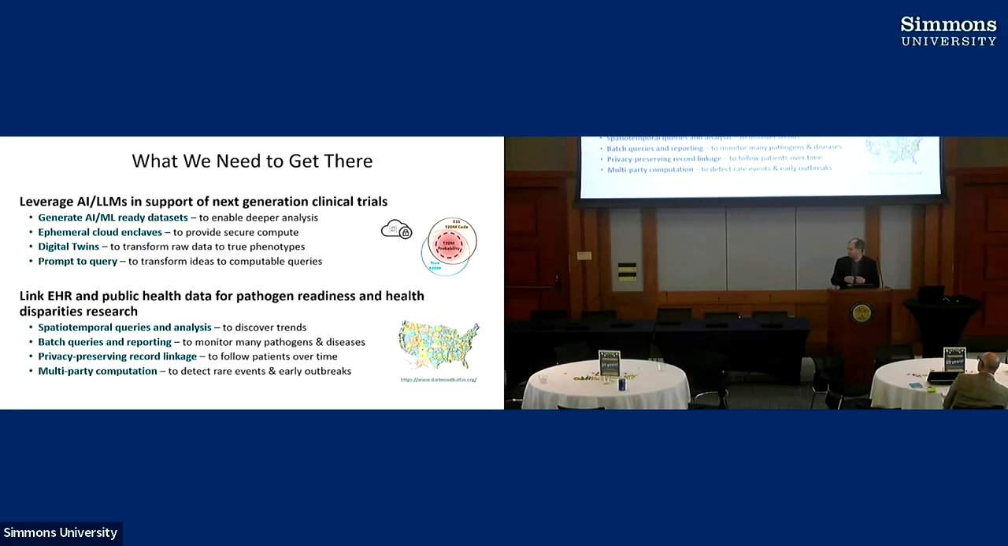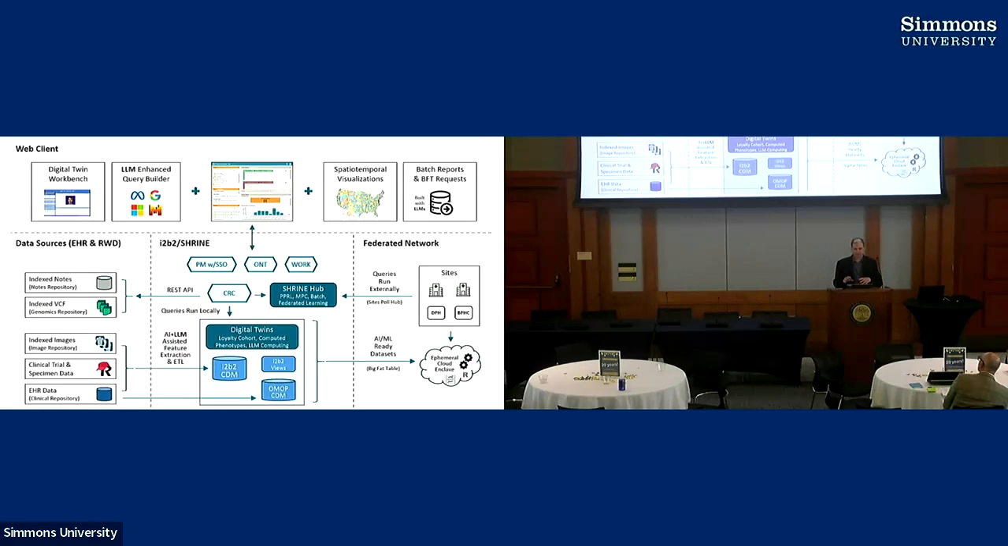We mentioned it very briefly at our panel this morning, and we're not going to get into it too much at this conference today, but privacy-preserving record linkage is needed to be able to track patients over time as they switch between healthcare systems, and multi-party computation algorithms deal with some of the rare events and early outbreaks, where the data may be obfuscated currently in the way that i2b2 and Shrine handle privacy, but may need to be relaxed for certain use cases. So here's a bit of a complicated picture, but it tries to pull all of these different things together.